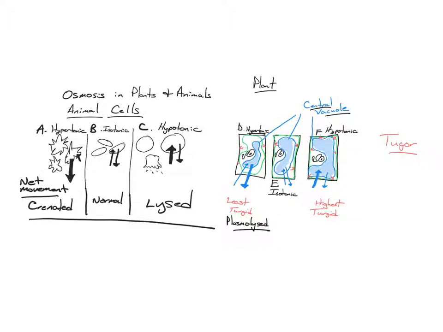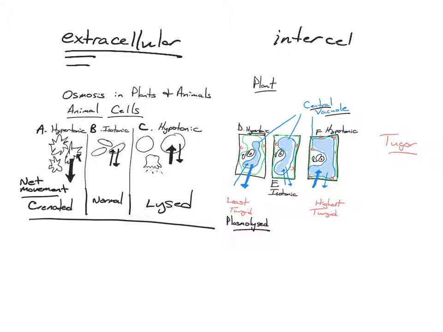Correct. Hypertonic means that, right? More concentration of salt outside. Extracellular. What's the key word there? Extracellular. Extra meaning outside. And what's the other one? Intracellular, which means inside. Are we all good with this? All right.